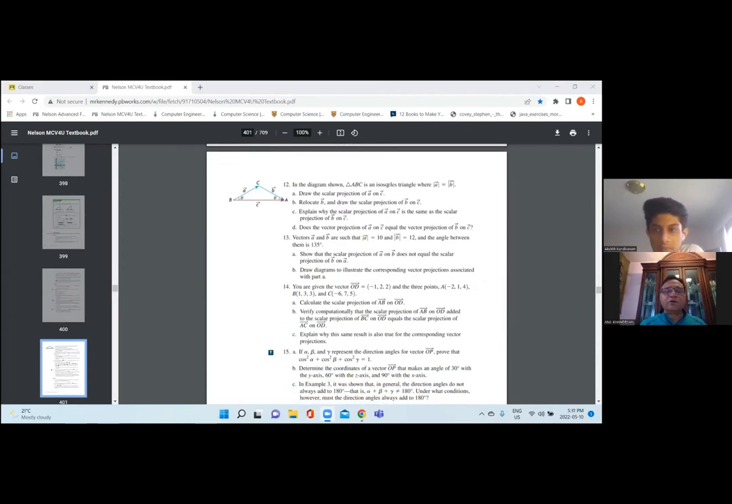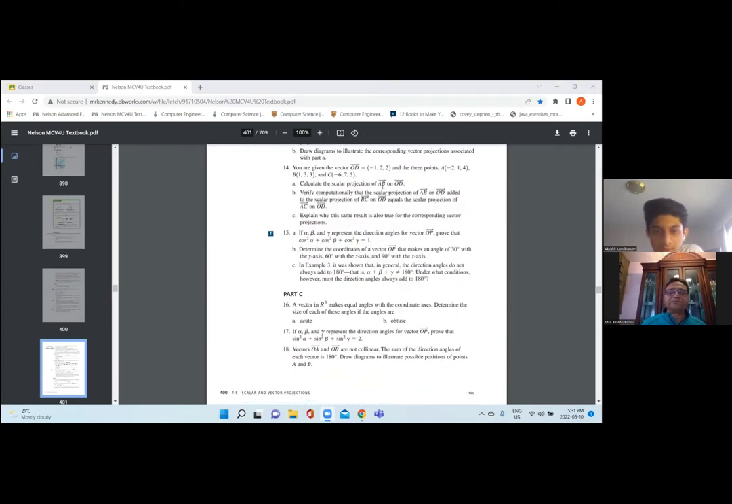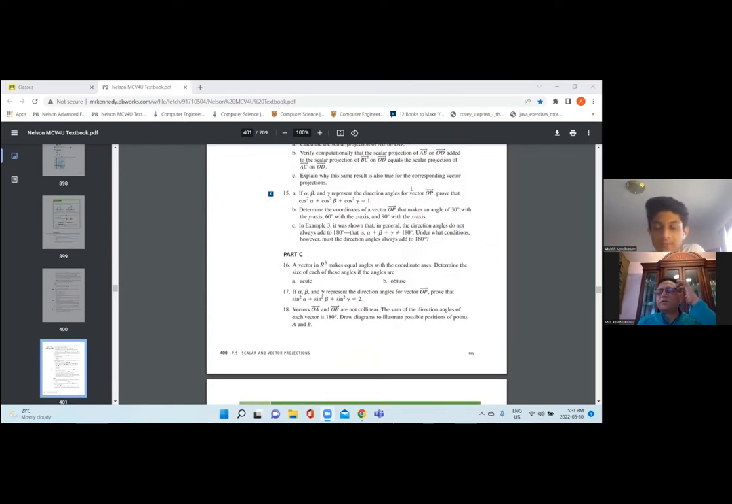In the diagram shown. Go to question number 15, direction cosines. Yeah, okay. Because those are straight questions, right? Just do the product, magnitude, get the answer. Perfect. Right. B, let's see this.